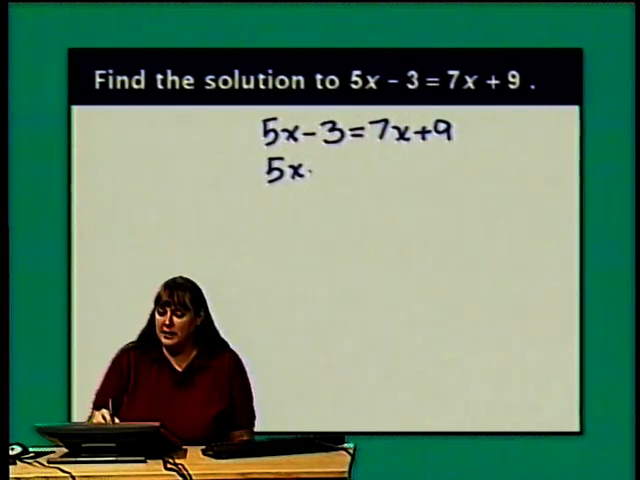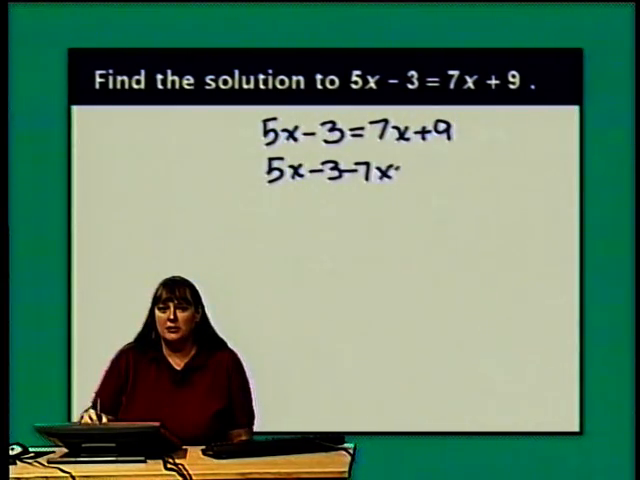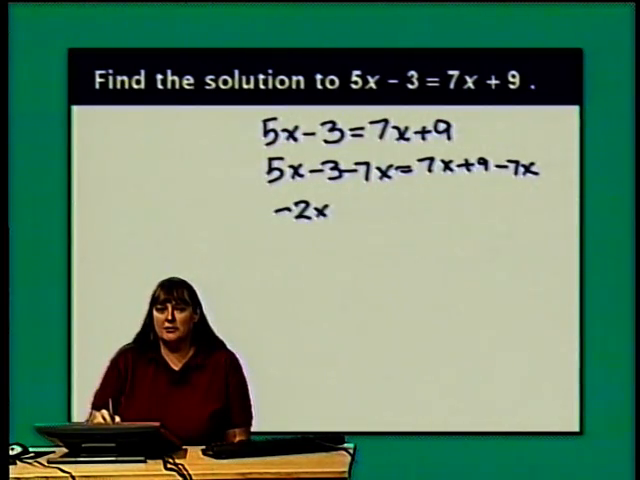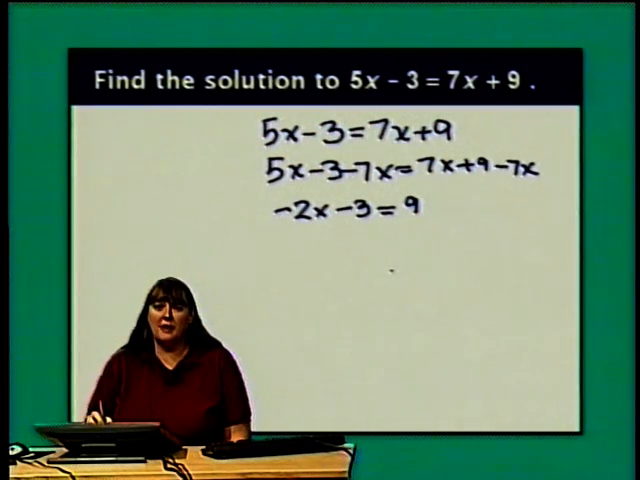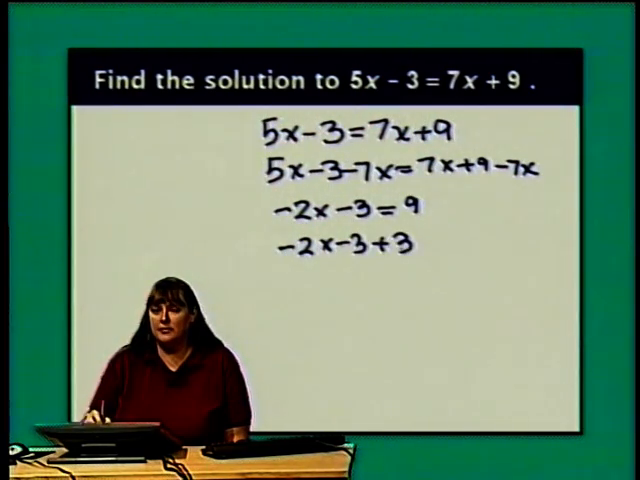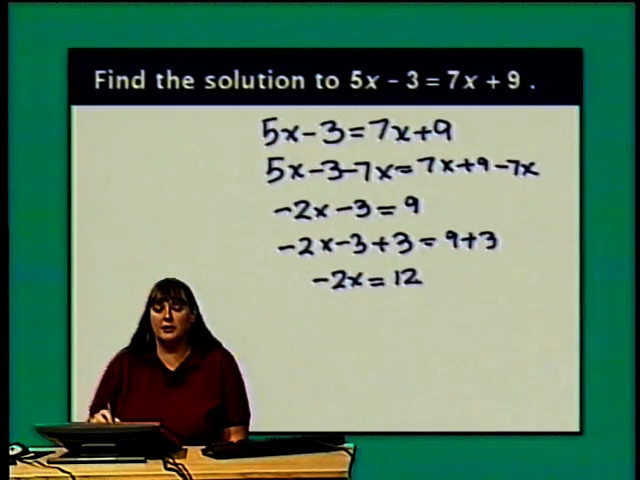So let's do that. 5x minus 3 minus 7x would equal 7x plus 9 minus 7x. 5x minus 7x is negative 2x. So on the left-hand side, I have negative 2x minus 3 equals, on the right-hand side, I'm just left with 9. Now that my variable term is on the left-hand side, I want to move my constants to the right-hand side. I can do that by adding 3 to both sides of the equation. So negative 2x minus 3 plus 3 equals 9 plus 3. So I'm left with negative 2x on the left-hand side and 12 on the right-hand side.